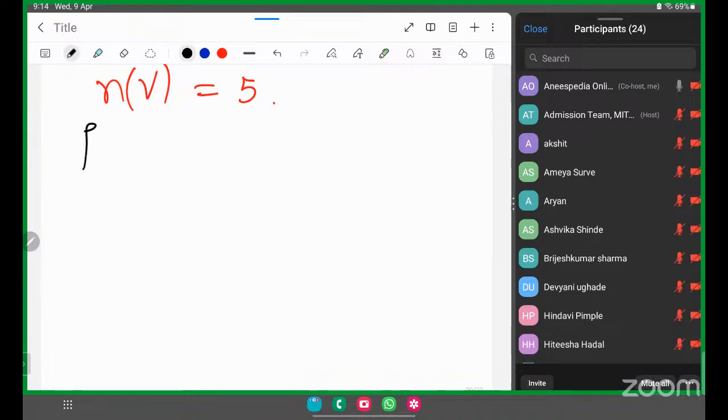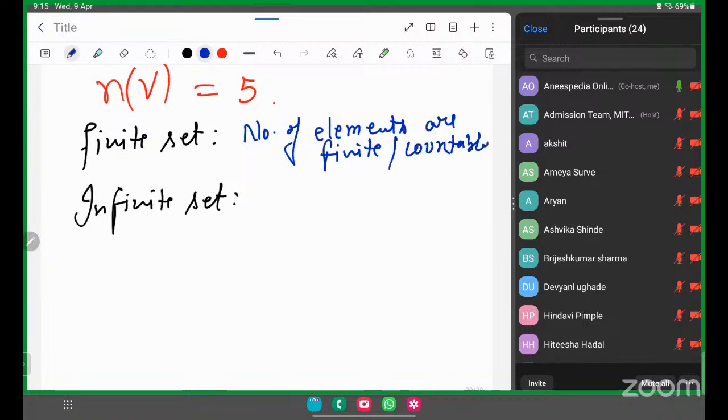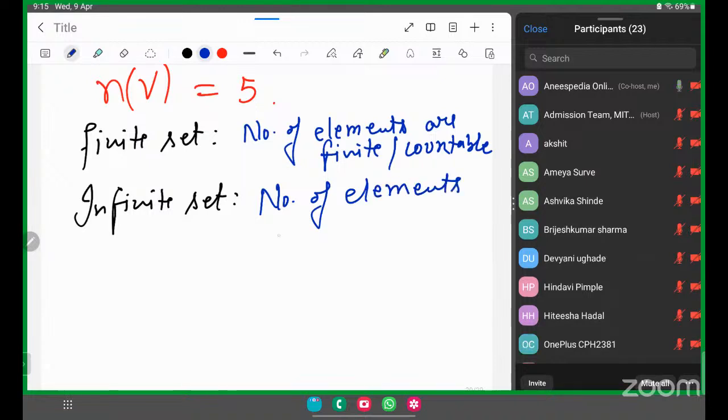Now we can define finite and infinite set. Finite set will be if number of elements are finite, or in other words, countable. You can count them. On the other hand, infinite set will be a set in which number of elements are infinite or uncountable.